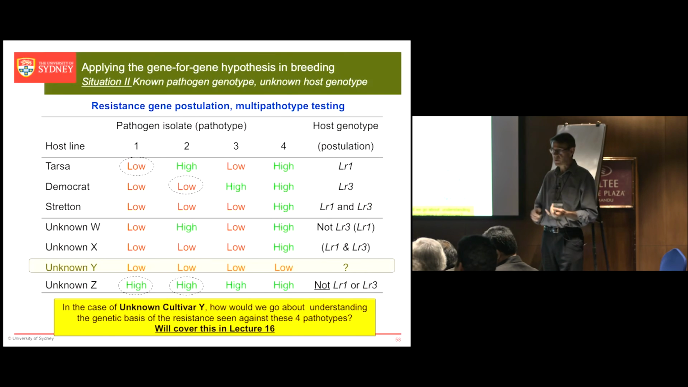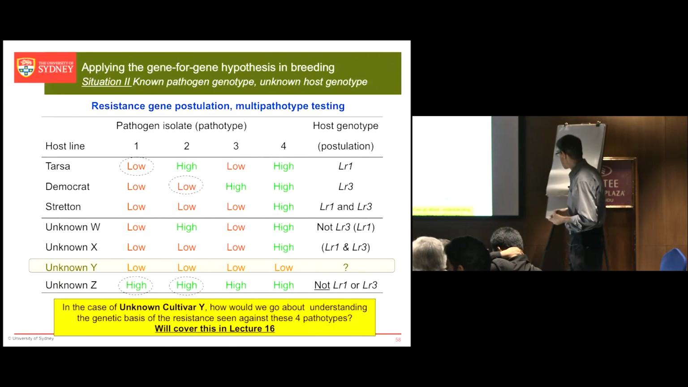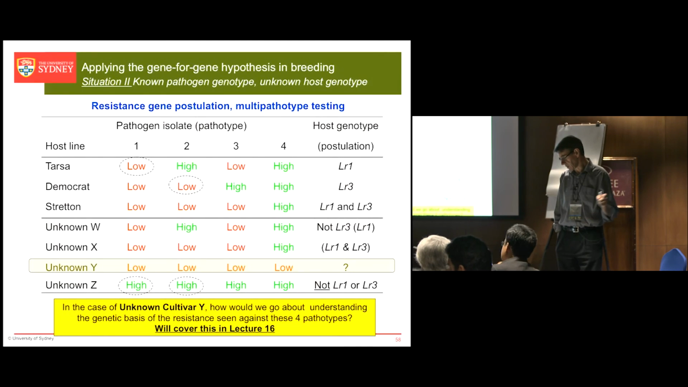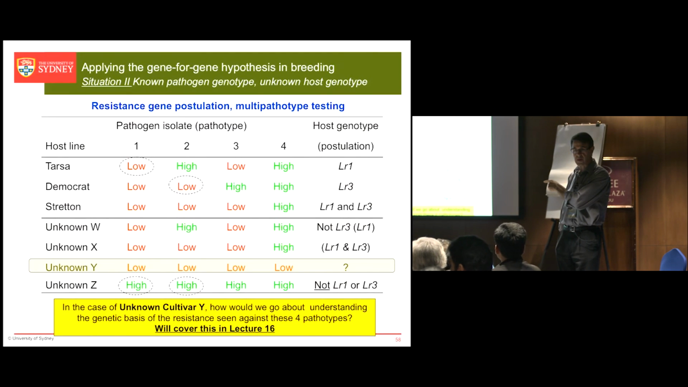But I'd like to know, is it 1 gene? Is it 2 genes? Is it complementary genes? Is it a new resistance gene? Is it one we already know about that we know is effective, like LR9 or LR19? How do we actually do that? That's really important. And what I'm going to do is I'm going to cover that, I think, in the next lecture tomorrow morning, how we would actually go about doing a genetic characterisation of the resistance in that line. All right?